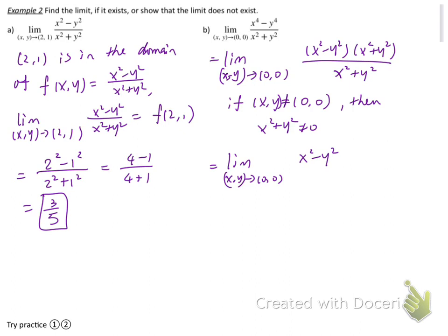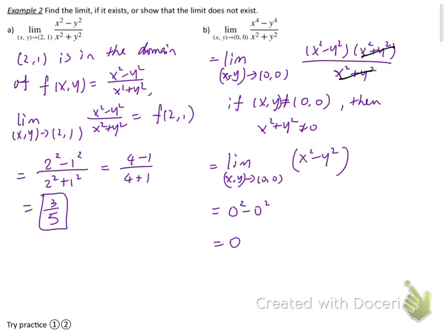But when we are looking at (x, y) approaching (0, 0), the only point that doesn't matter is the (0, 0) point, right? So when (x, y) approaches there, it's not the origin, which means you can cancel x squared plus y squared from numerator and denominator. That means you're having a polynomial, and you can plug in your x squared and y squared, and you still get 0.